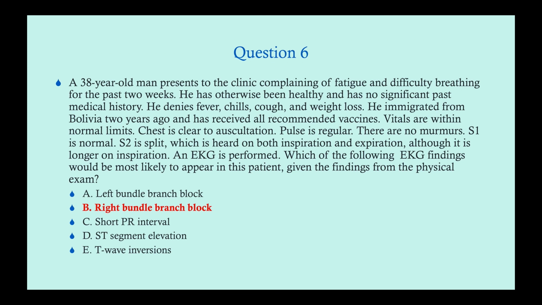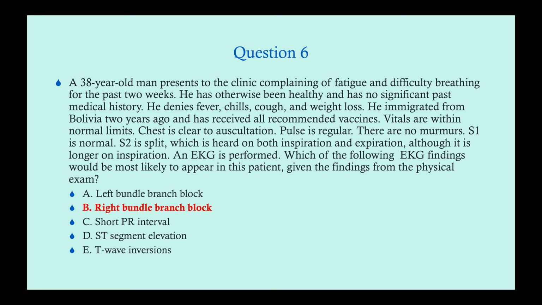Now, what about these other answer choices? The left bundle branch block would cause a paradoxical split. Short PR interval is usually going to be associated with a loud S1. Our S1 is normal here. The ST elevation is going to be associated with an acute MI. This patient does not have that. And T-wave inversions are also associated with MI or myocardial ischemia.